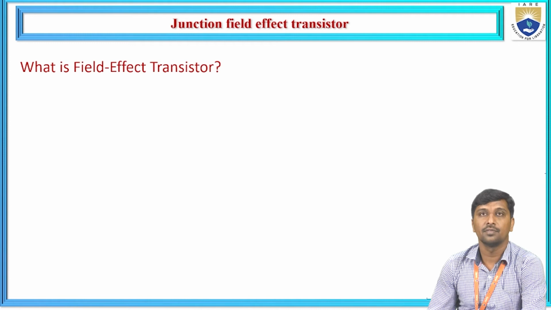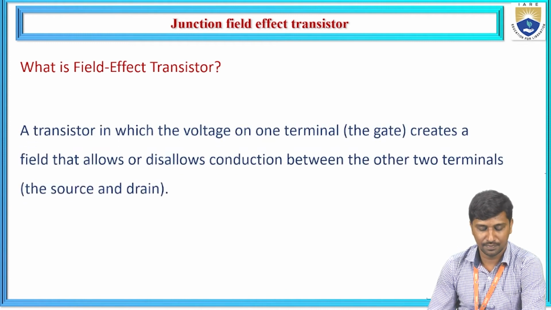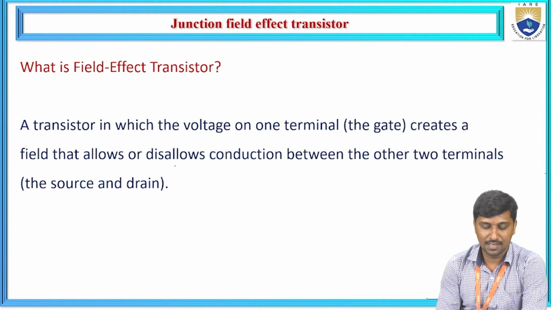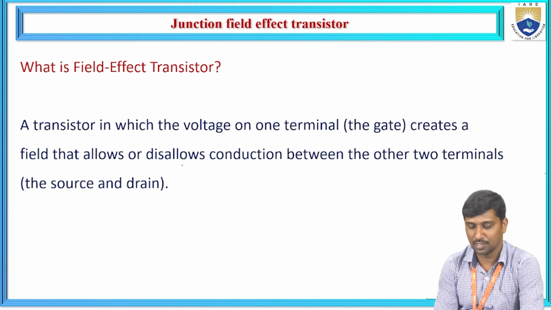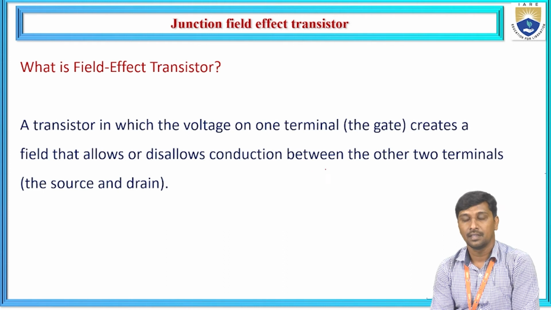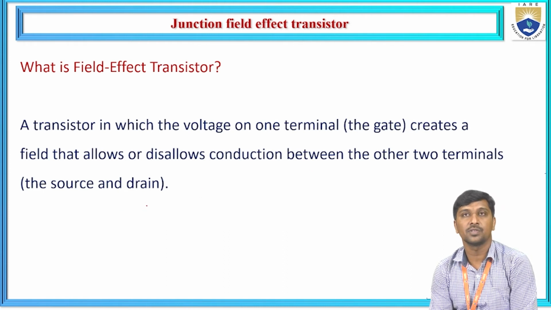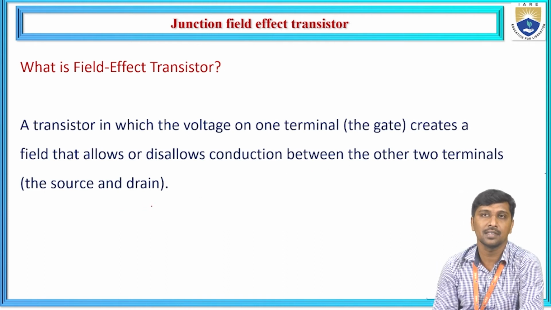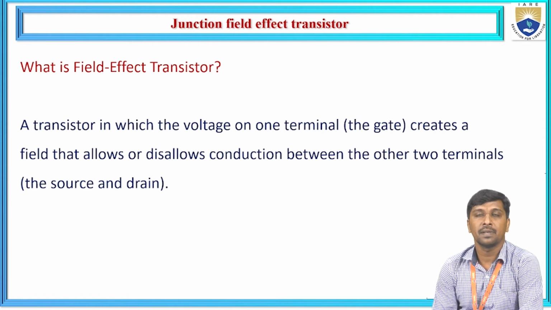Now, what is a field effect transistor? A transistor in which the voltage at one terminal creates the field that allows the conduction between the other two terminals, that is, between source and drain. So the applied electric field controls the drain current, and that is called the field effect transistor.